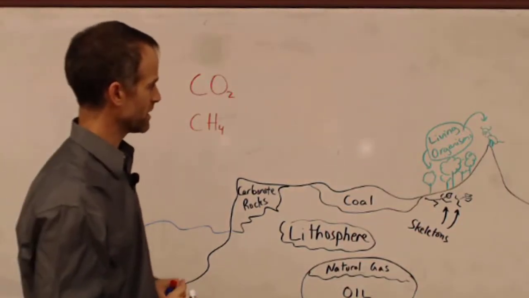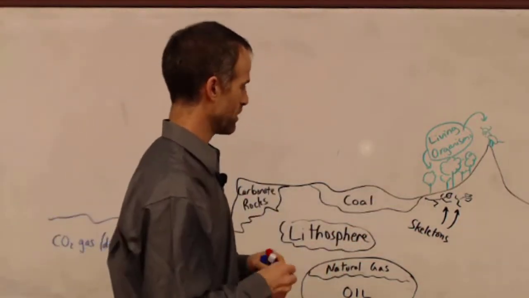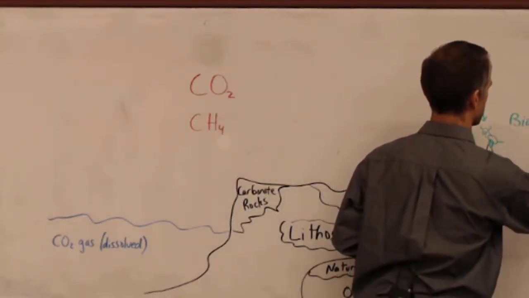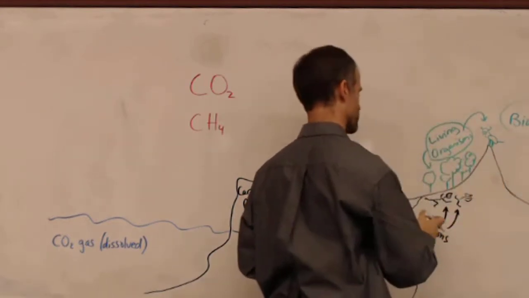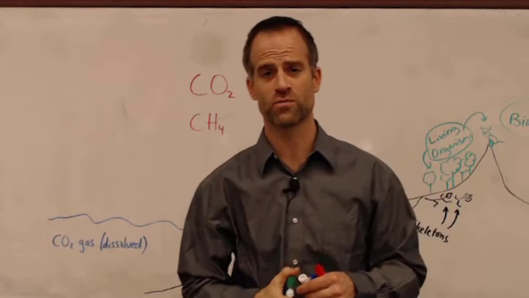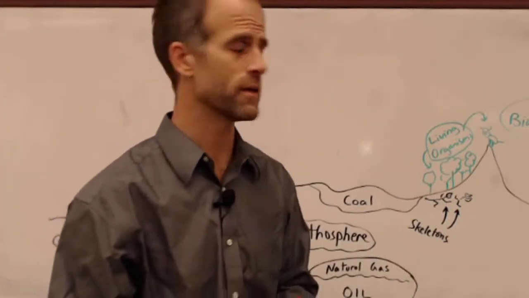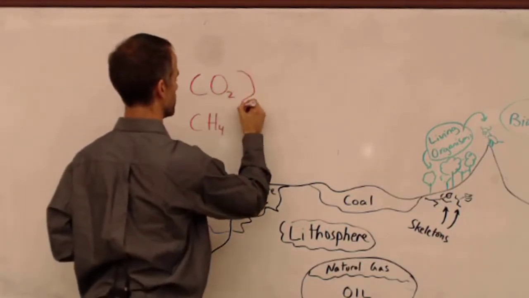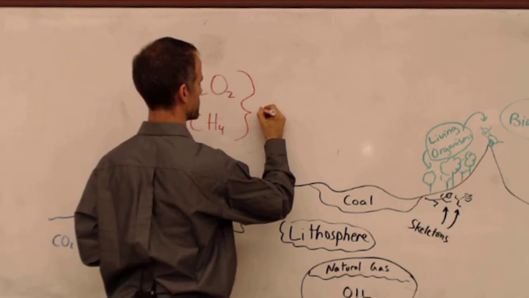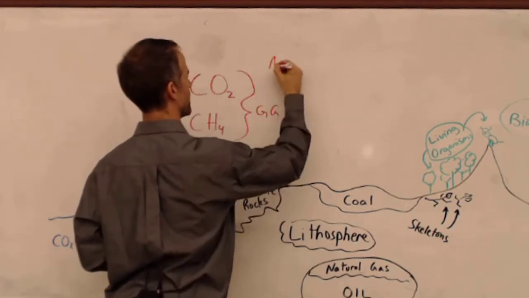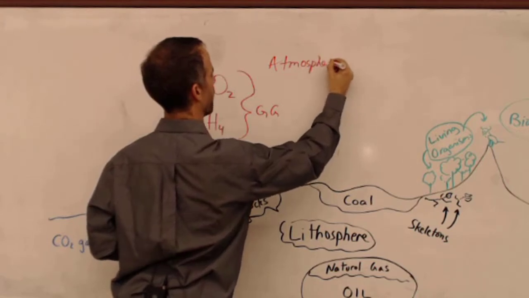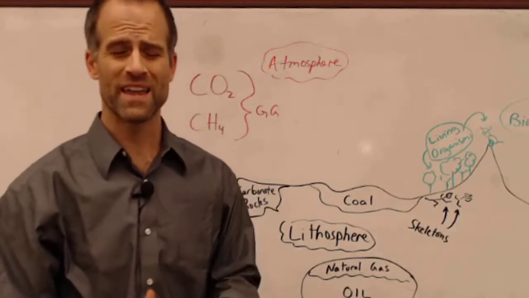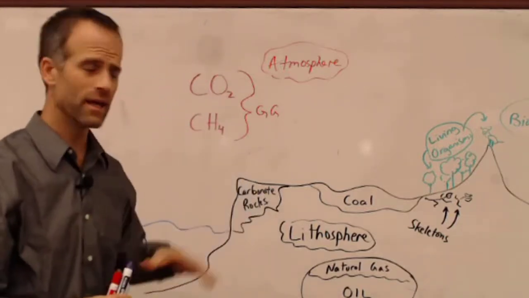And if we look at the biosphere, we have animals, biology, right? We have animals, we have plants. Forests store a humongous amount of carbon. And lastly, in the atmosphere, we have two very important greenhouse gases: carbon dioxide and methane. So that's how you can find carbon in those four spheres.